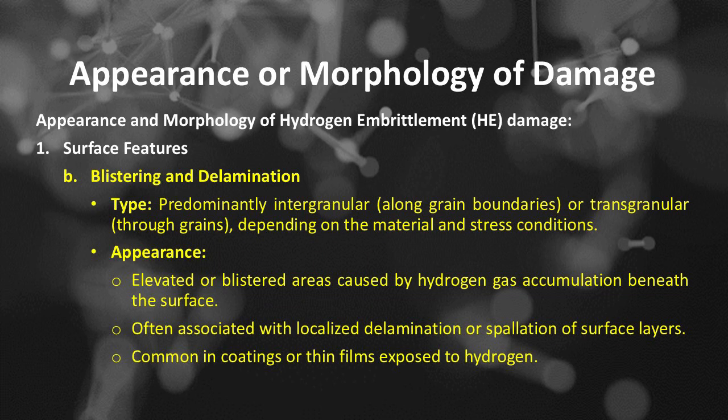Number B of surface features is blistering and delamination. This is the formation of blisters or bubbles on the surface. The appearance of blistering and delamination is elevated or blistered areas caused by hydrogen gas accumulation beneath the surface, often associated with localized delamination or spallation of surface layers, common in coatings or thin films exposed to hydrogen.